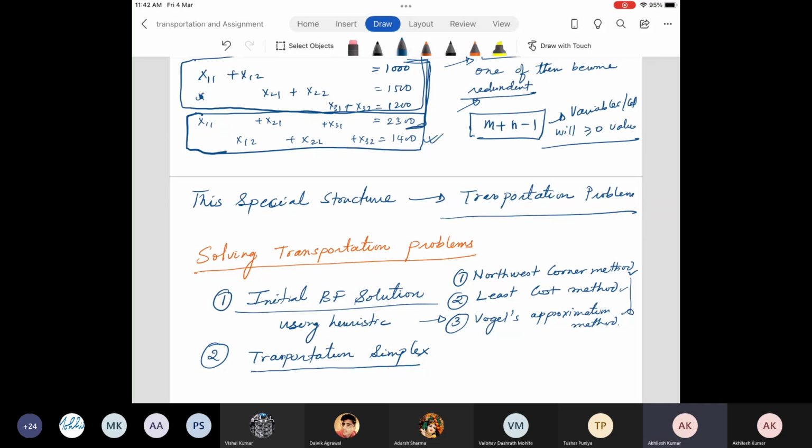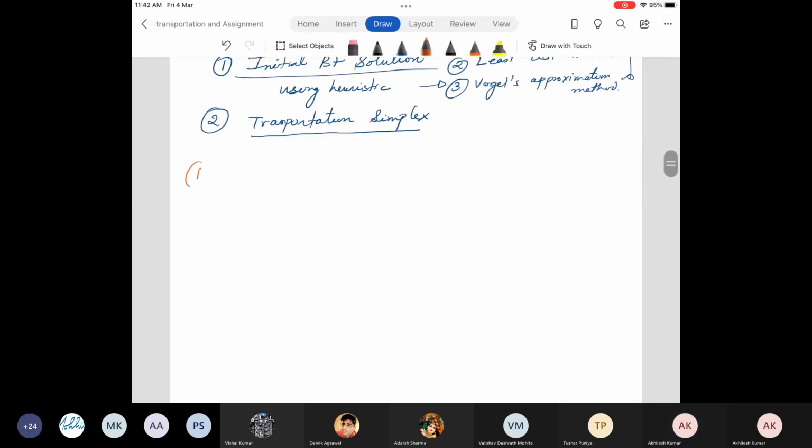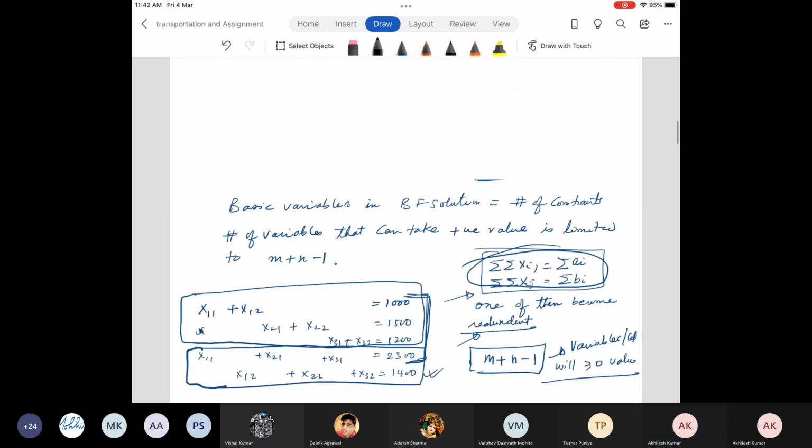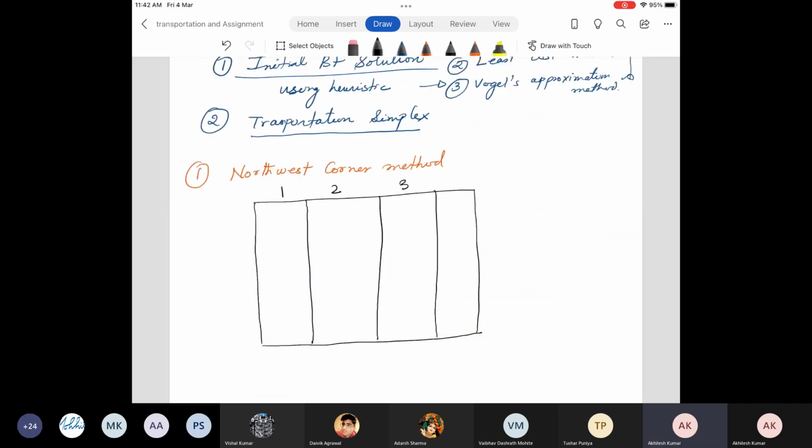So let's first look at the northwest corner method. First we need to put it in a table. So in this case, I have 4 markets, 1, 2, 3, and 4. Try to make big tables because we need to write many things in here.